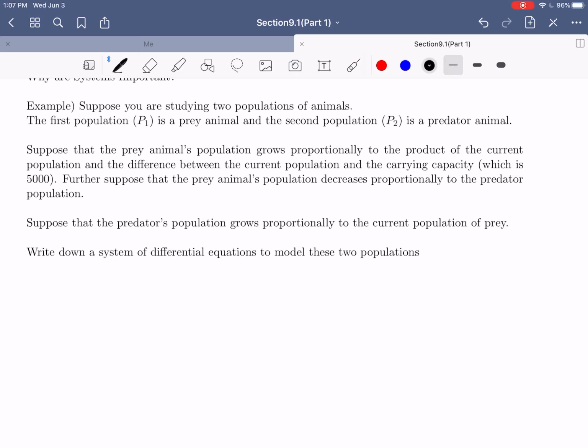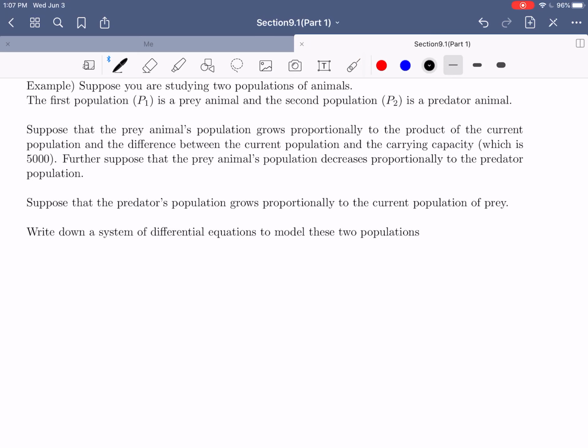So let's write down a system of differential equations to model these two populations. We would say dP1/dt. So how does the first population change? Well, it grows proportionally to the product of the current population and the difference between the current population and the carrying capacity. So we'll use a constant of proportionality, K1, times P1, that's the current population, and then the difference, 5,000 minus P1. This is just the standard logistic growth model.